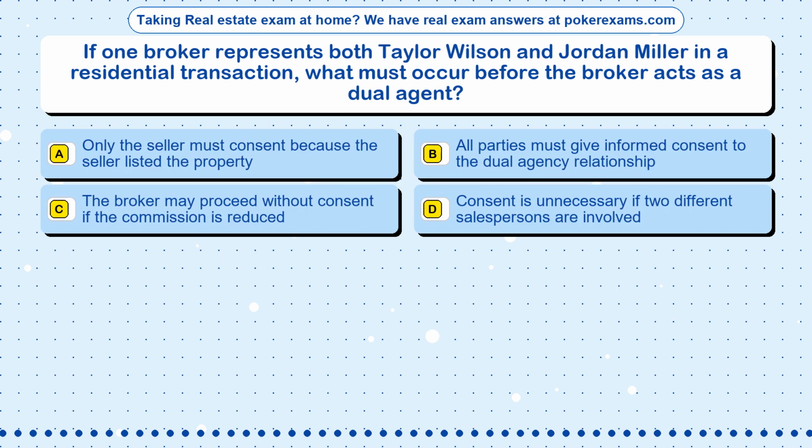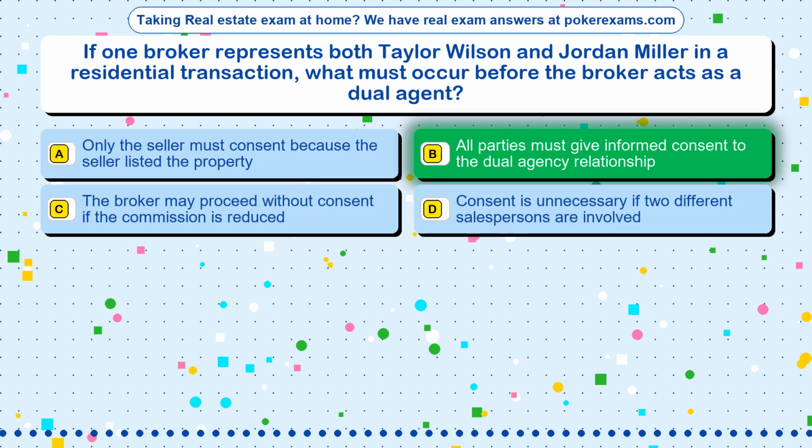Question 78. If one broker represents both Taylor Wilson and Jordan Miller in a residential transaction, what must occur before the broker acts as a dual agent? Option A. Only the seller must consent because the seller listed the property. Option B. All parties must give informed consent to the dual agency relationship. Option C. The broker may proceed without consent if the commission is reduced. Option D. Consent is unnecessary if two different salespersons are involved.